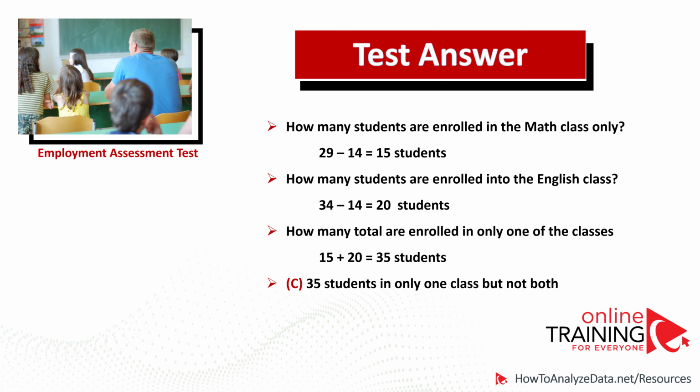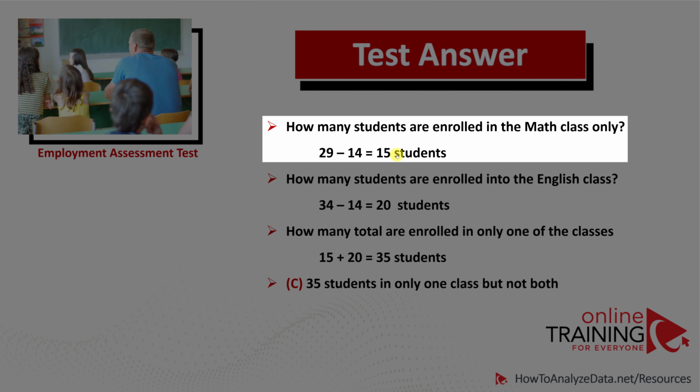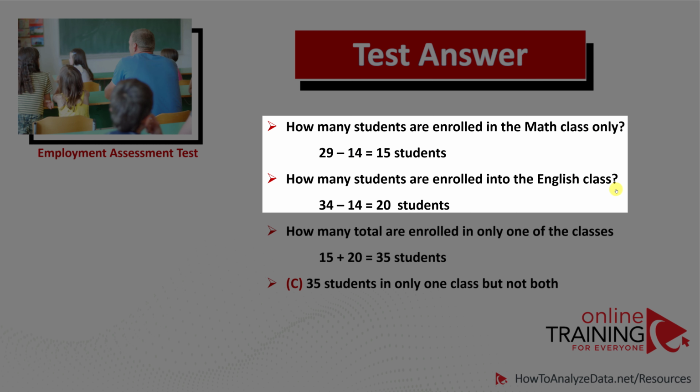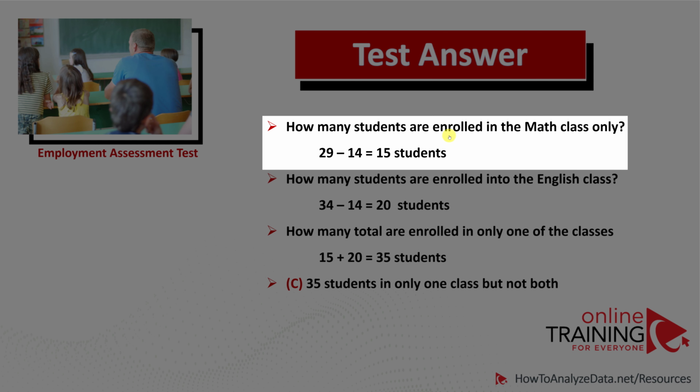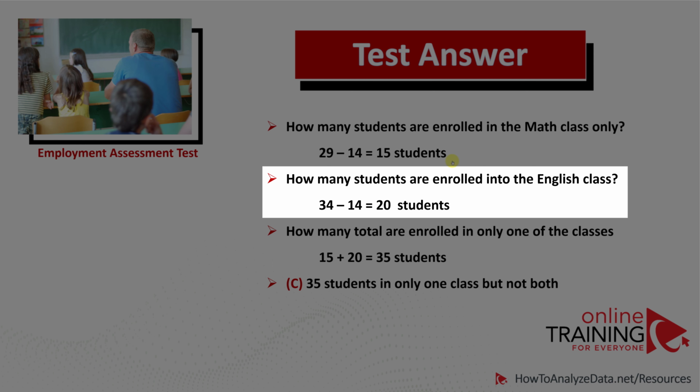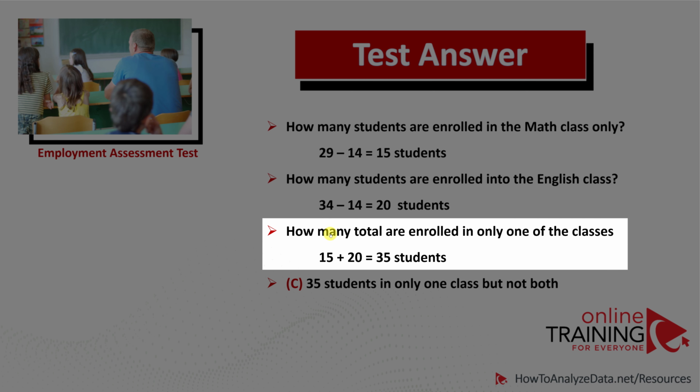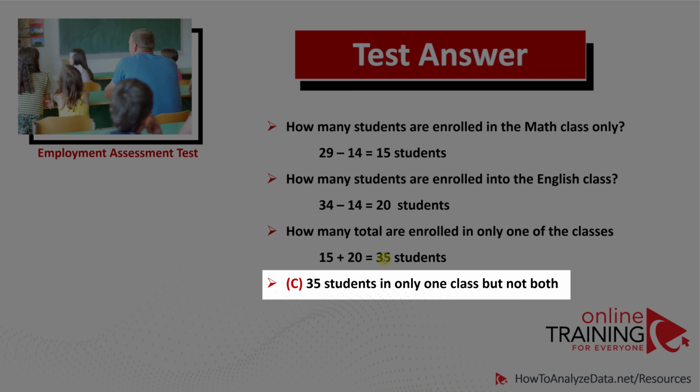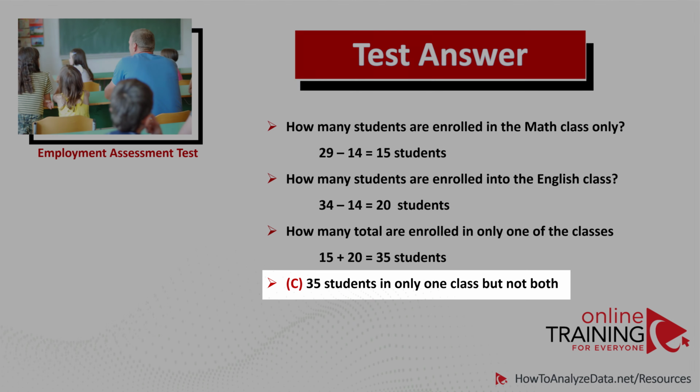To solve this challenge, we need to understand how many students were enrolled into the math class only, and then into the English class only. To calculate math-only students, we need to subtract 14 from 29, and we'll get the number of 15 students enrolled into the math class only. Number of only English students would be 20. When we subtract 14 from 34, this is exactly what we get, 20 students. So the answer would be the sum of 15 and 20, and 35 students are the students that only enrolled into one of the classes. So the correct answer is C.